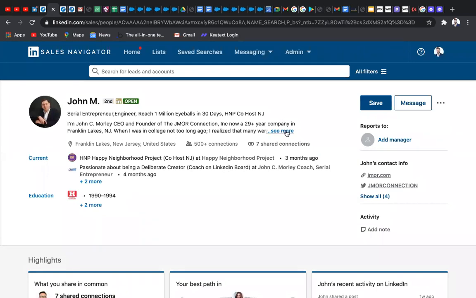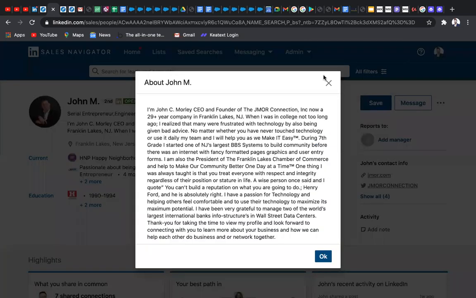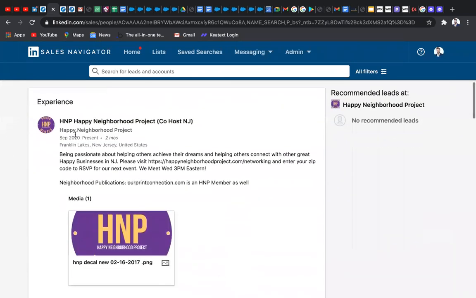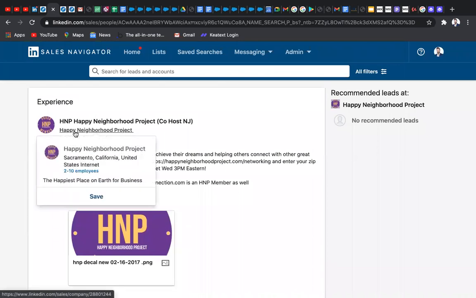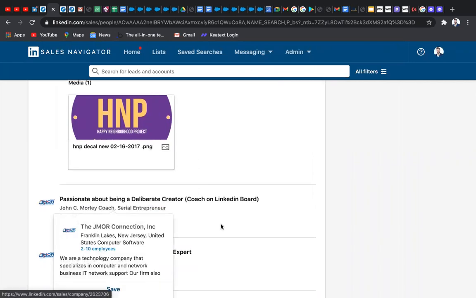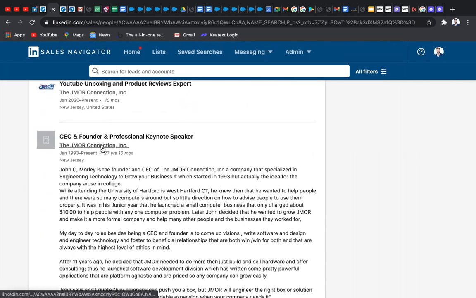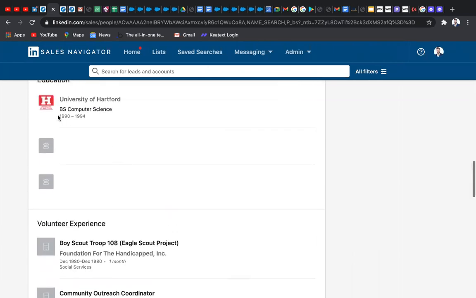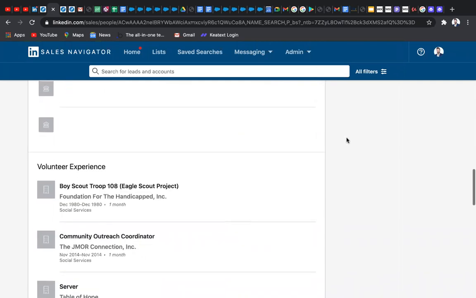So the key to building a solid message is really by understanding John. John is a serial entrepreneur. John is a founder. He's a founder of the Happy Neighbor Project, which is an internet company. So, founder, small company, internet company. In his past, he's owned other companies, a lot of small, different internet types of companies. He worked at University of Hartford.